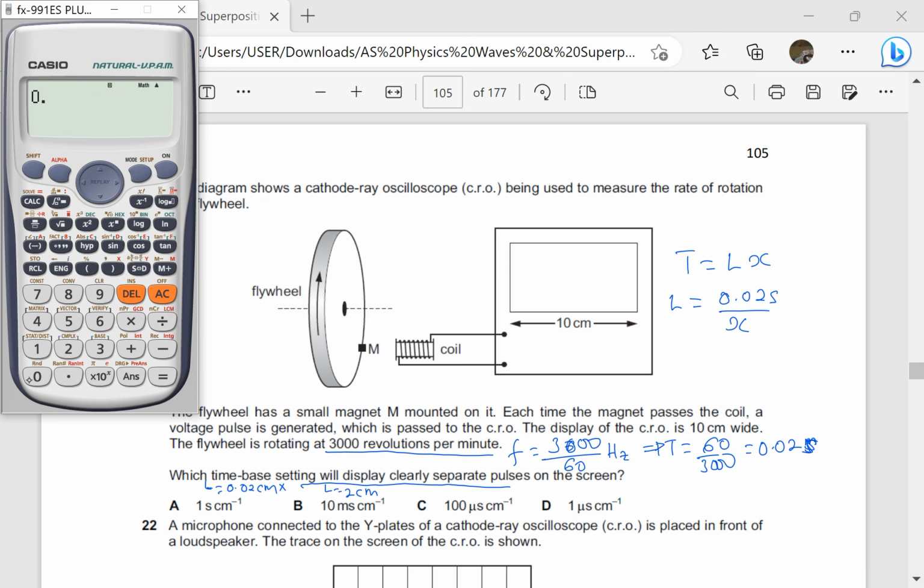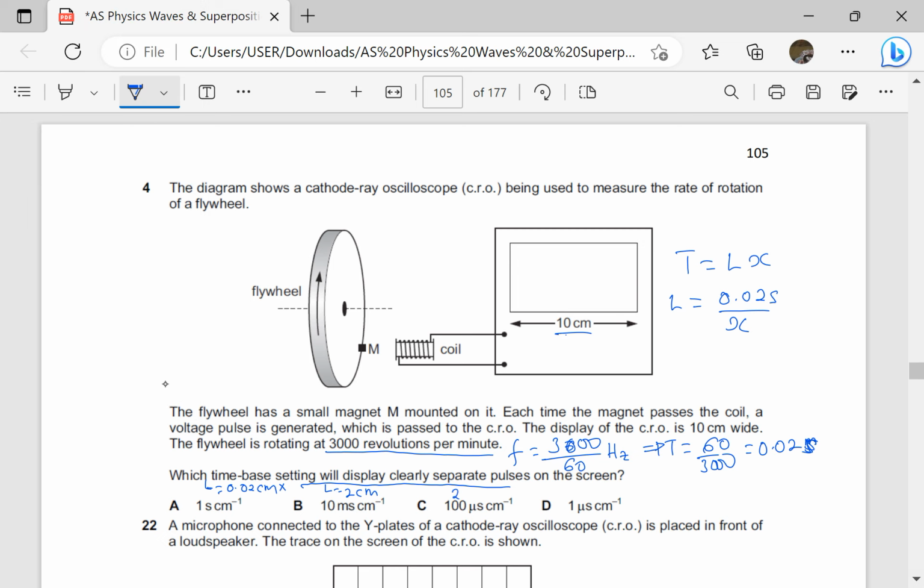Period of pulses, between pulses: 0.02 divided by 100 microseconds, exponent -6, gives 200 centimeters. That one cannot fit on the screen because our screen is only 10 centimeters. This one gives us the distance between the pulses as 200 centimeters. They can't fit on the screen.